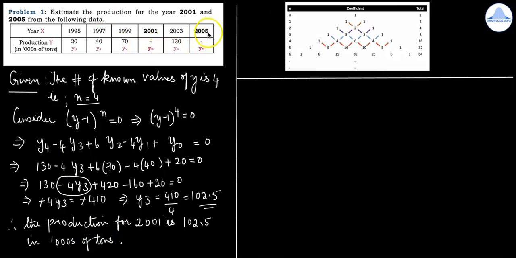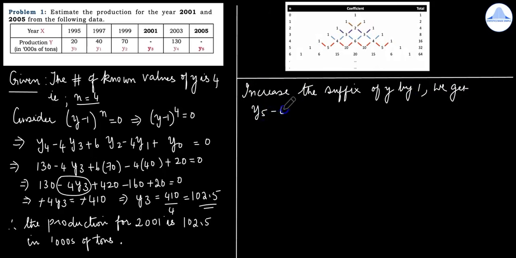Next, to find the production for 2005, we have to take this particular equation and increase the suffix of y by 1. So 4 will become 5, 3 will become 4, 2 will become 3, 1 will become 2, and 0 will become 1. So next you can write: increase the suffix of y by 1. So we get y5 minus 4y4 plus 6y3 minus 4y2 plus y1 is equal to 0.